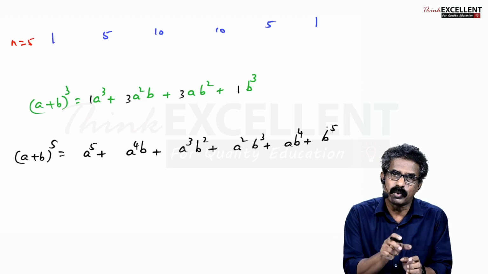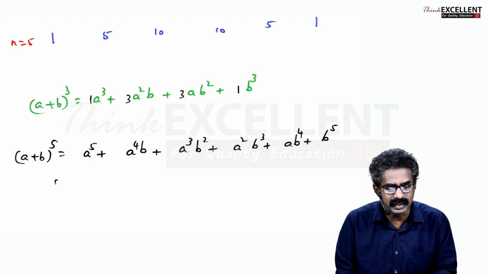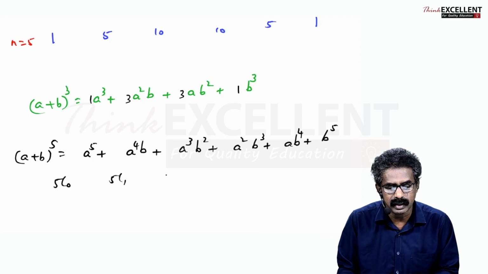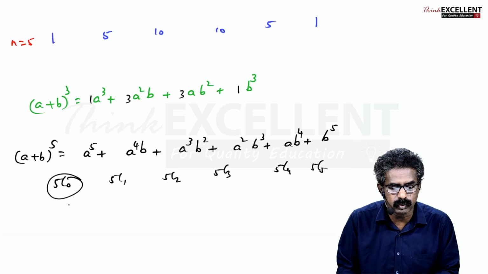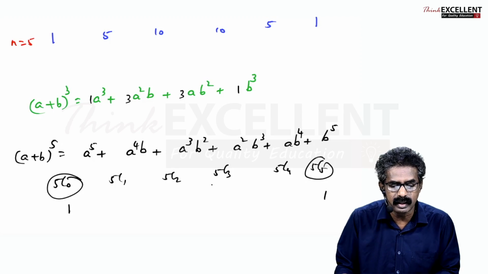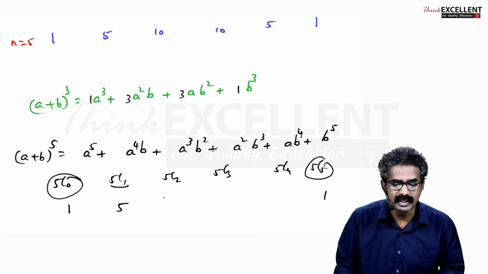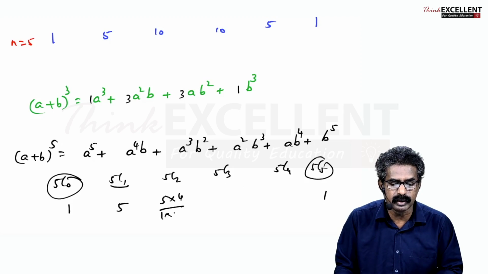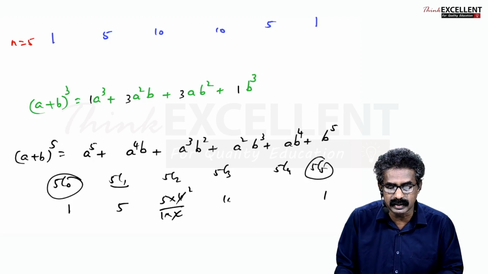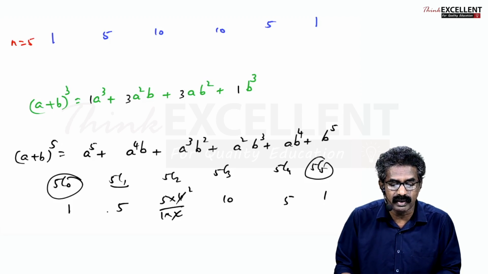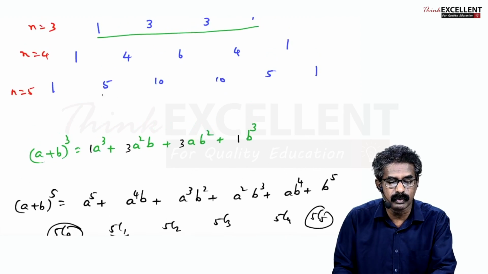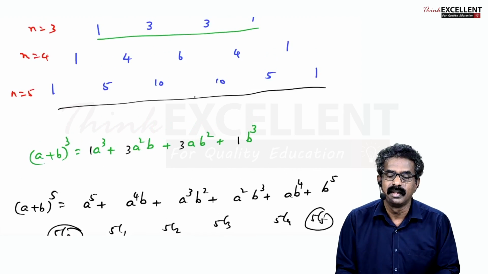Now the only thing left is the coefficients. Actually this is 5c0, right? 5c1, 5c2, 5c3, 5c4, 5c5. 5c0 is 1, 5c5 is 1, 5c1 is 5, 5c2 means 5 into 4 by 1 into 2. Cancel, you are getting 10. 5c3 is same as 5c2, that is 10. 5c4 is same as 5c1, it is 5. See, 1, 5, 10, 10, 5, 1, same thing is here.